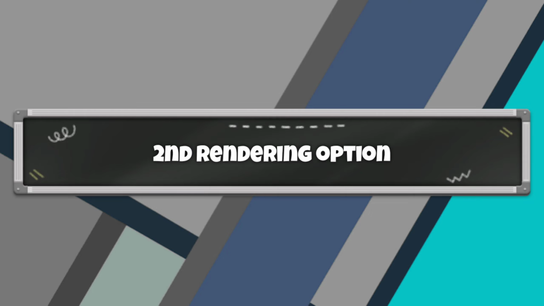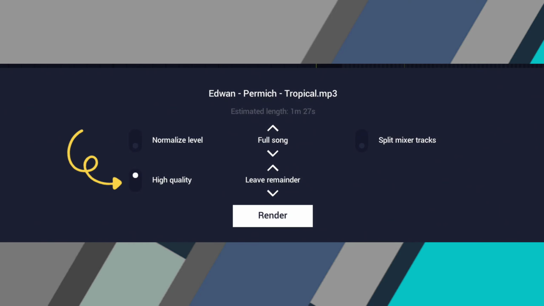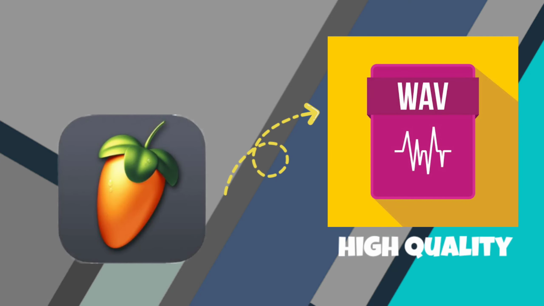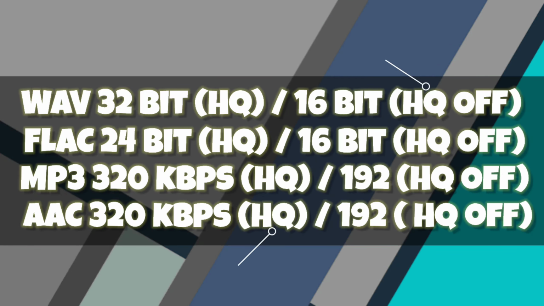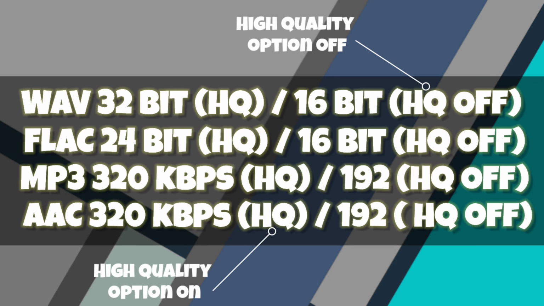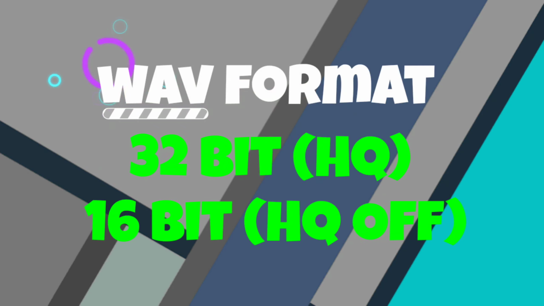Moving to the second rendering option, we have high quality. This can set your track at the highest quality, and the action depends on the render format. Here you can see some high quality render formats. First we have WAV format.